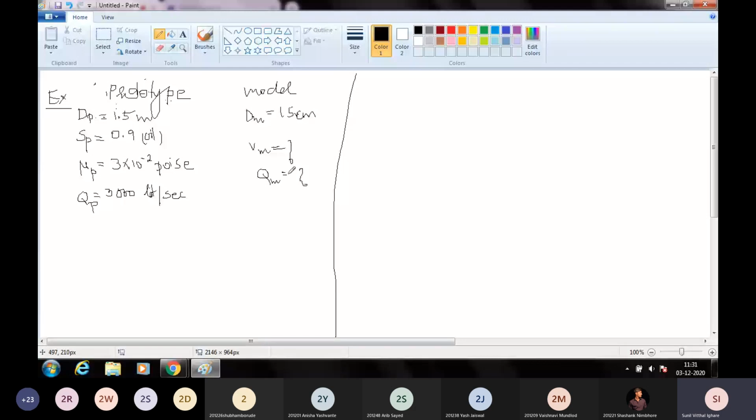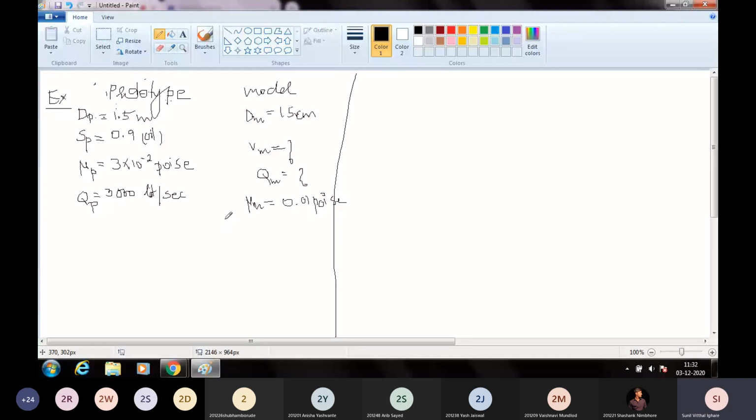Then viscosity is given, that is for the model. 20 years is 0.1, m is equal to 0.01 twice. Okay. So how to find this velocity and discharge? We just see that.